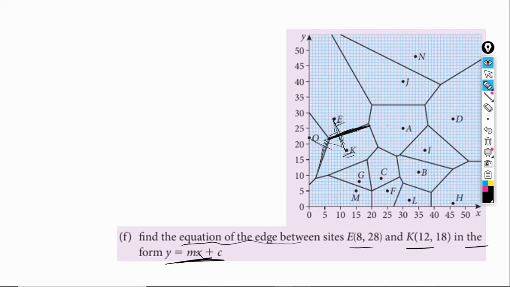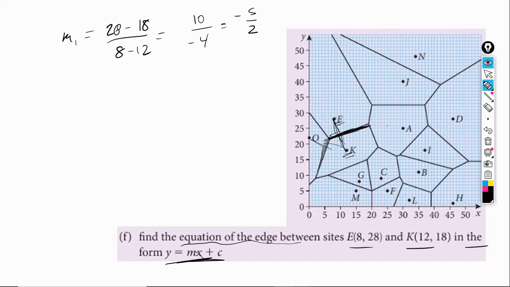And I want to find the equation of the edge. But I can use the slope of this line, the one that goes from E to K, to find the slope of the perpendicular. So let's do that. The slope from E to K would be 28 minus 18. Let's call this M1, slope 1. So 28 minus 18 over 8 minus 12, and this is going to equal 10 over negative 4, which simplified is negative 5/2.